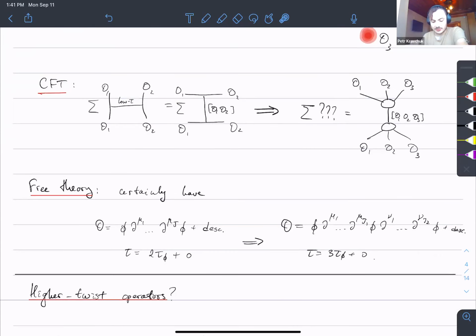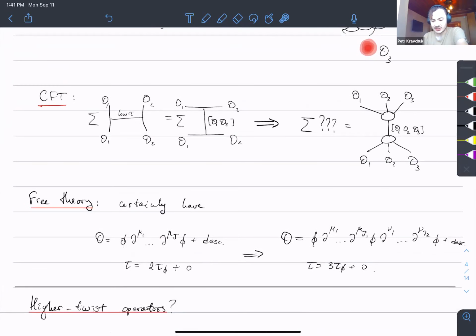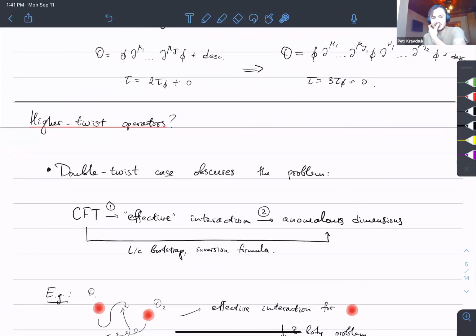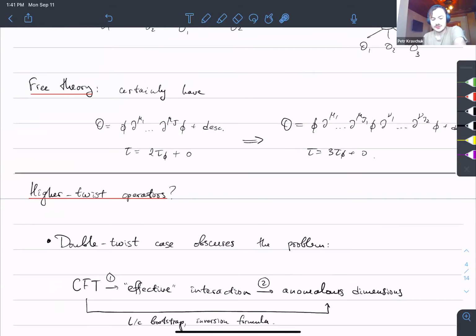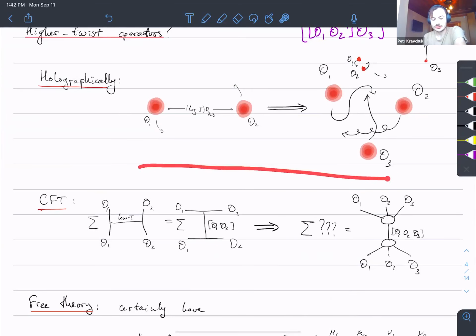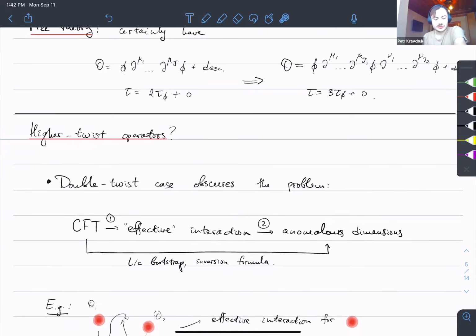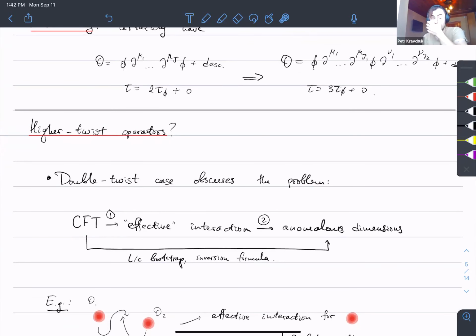Maybe also highlighting some difficulties that you can see in this approach, another comment I wanted to make is, when you focus on the double twist case, this obscures the problem a little bit. Because if you want to understand it in this language, in the holographic language, in principle, what you need to do is start with your conformal field theory, and then you need to understand, in some sense, some sort of effective interaction between these blobs.